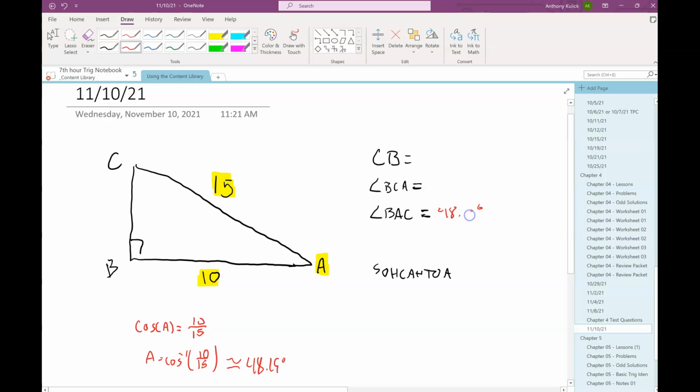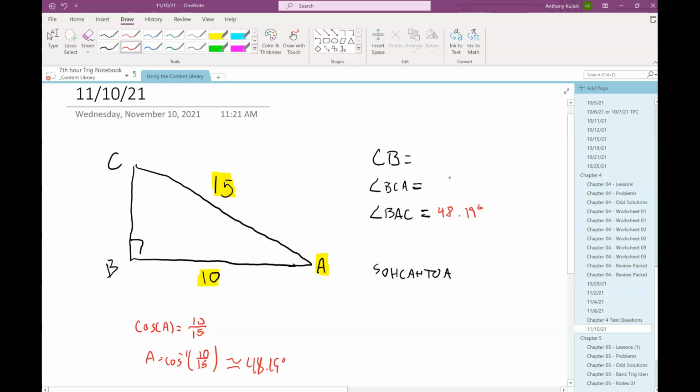Cool so far? Okay. Now what do you want to solve for? Angle C or side CB?